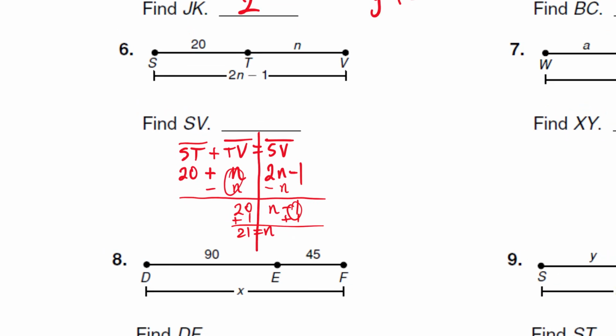How long is TV? n, so how long is it? It's 21. But the question says to find SV. So what am I going to do there? You could just add those two up, or you could take this 21 and plug it in right there, 2 times 21 minus 1. It's going to do the same thing. But it'd probably be more common sense just to add them. So 20 plus 21 is going to be 41.